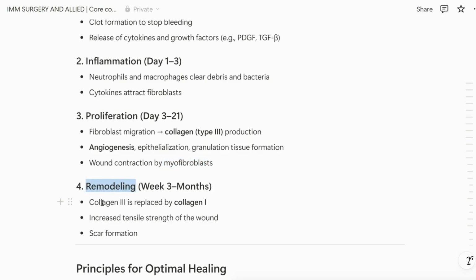In remodeling phase, the important point to note is that the collagen type 3 is replaced by collagen type 1. Collagen type 1 is going to provide the tensile strength which is required for wound healing. It will be followed by scar formation as well.